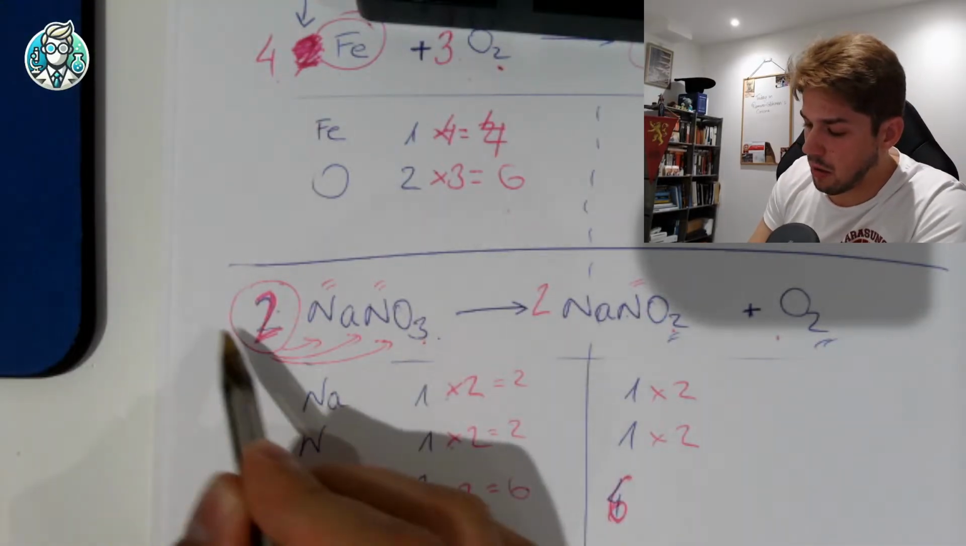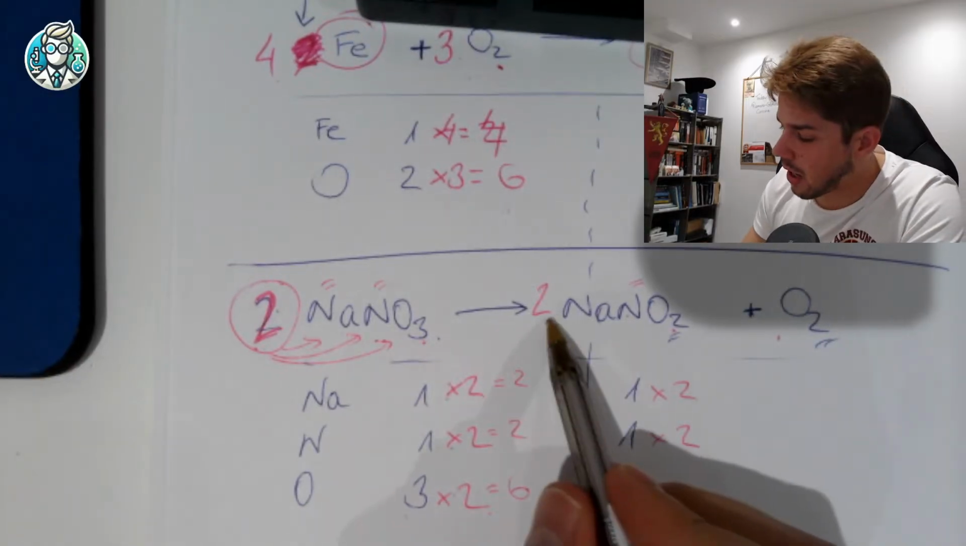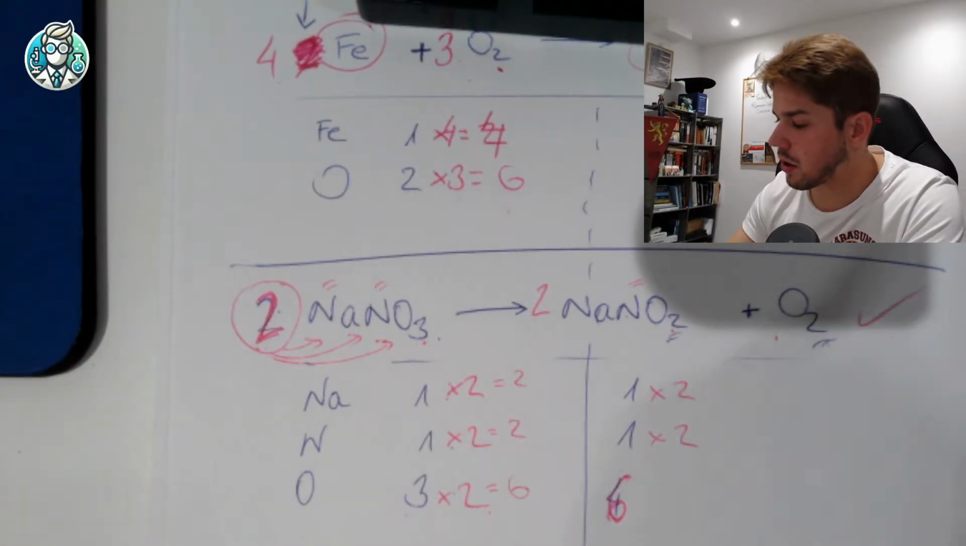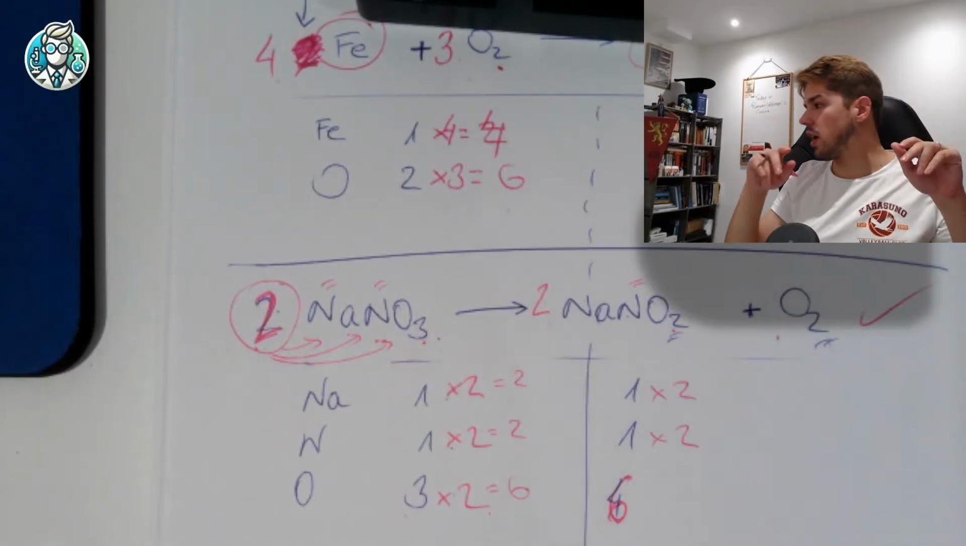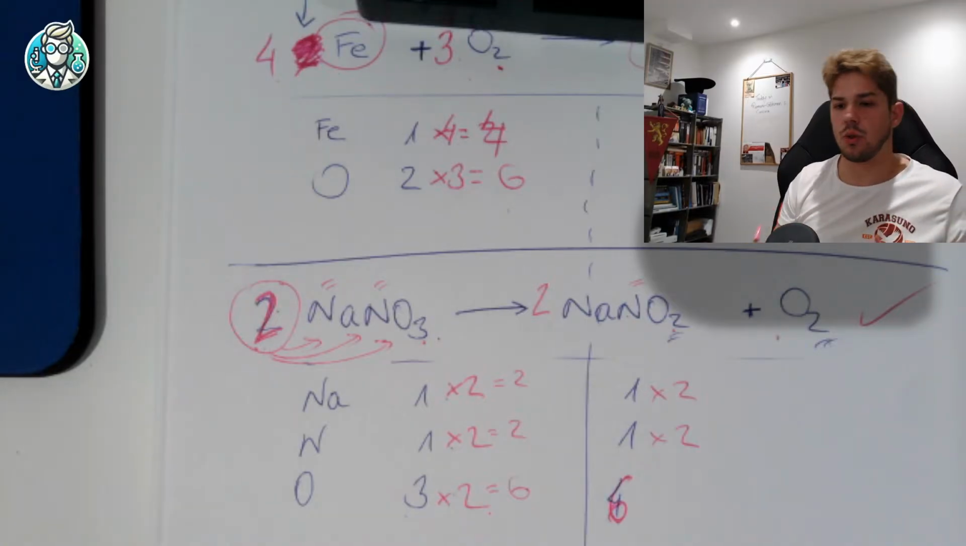We have 3, but because we have 2, we have 6. And here we have 2, but times 2 is 4, plus 2, 6. Balanced. You see, even the harder ones are much easier when you are used to doing them, okay?